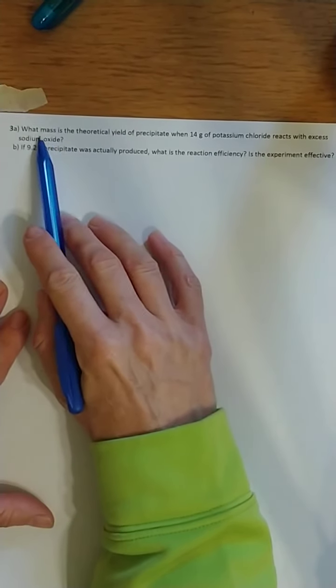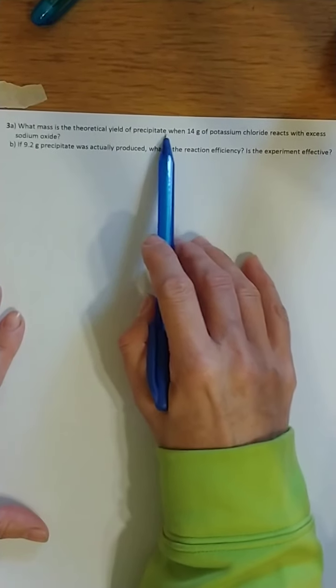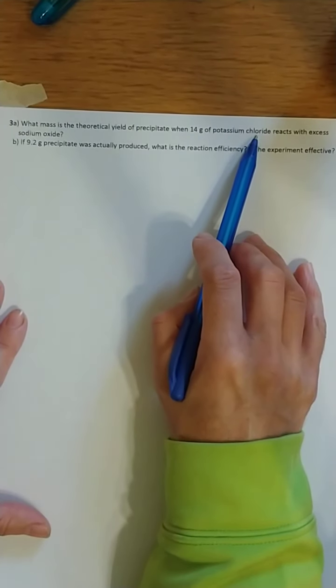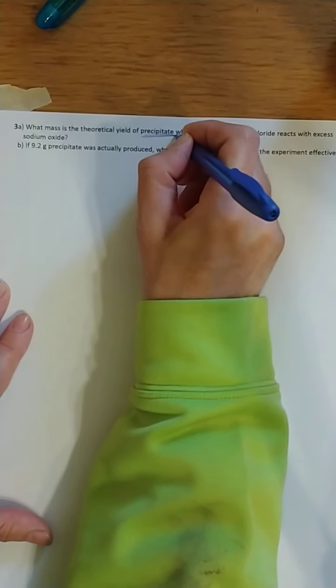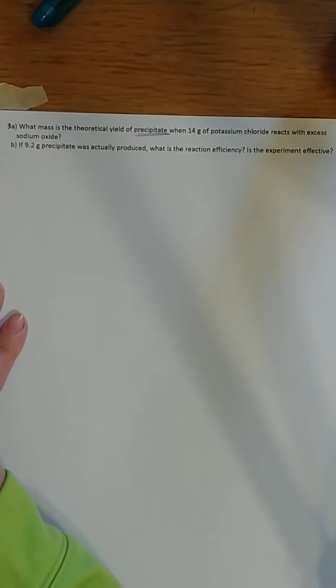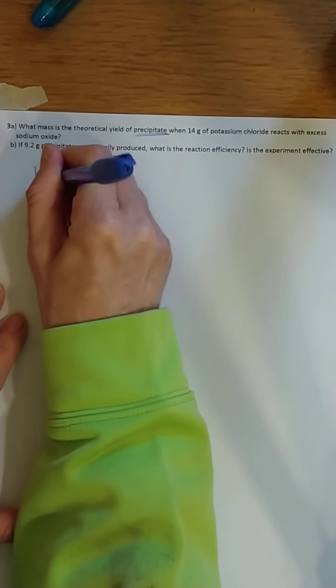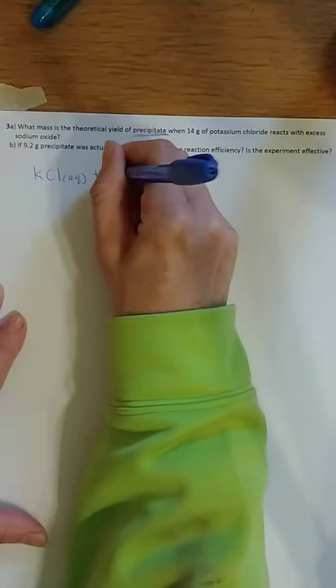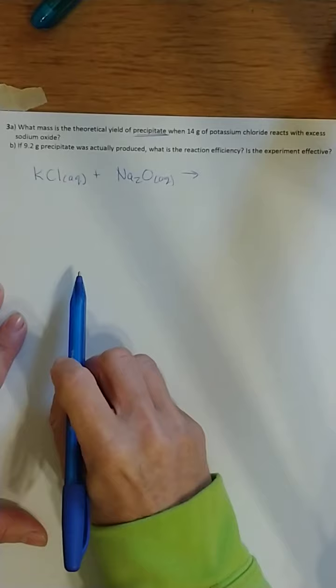So number 3, what we have here is we want the mass. What mass of the theoretical yield of precipitate is made when you have 14 grams of potassium chloride reacting with excess sodium oxide? So this is going to be a precipitation reaction, and what we're looking for is the precipitate in our reaction. So we're going to take potassium chloride, so KCl, and we're going to react it with sodium oxide. We're going to do a double displacement reaction.